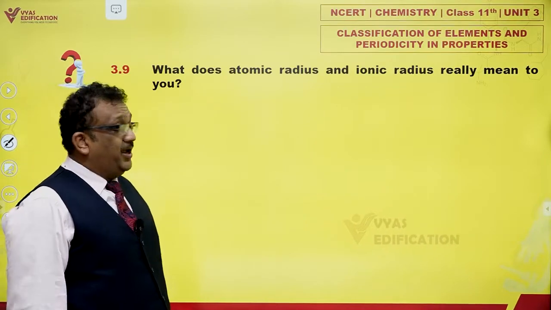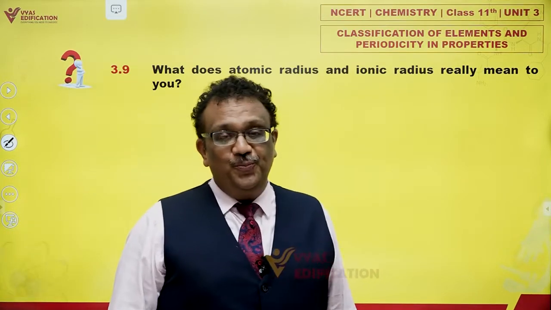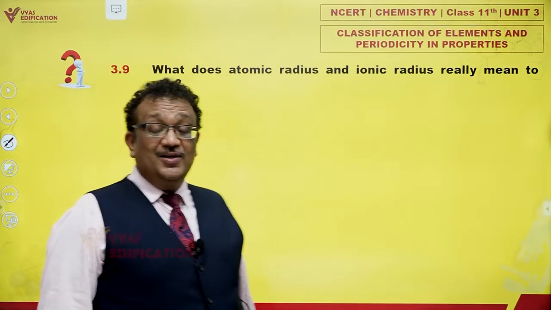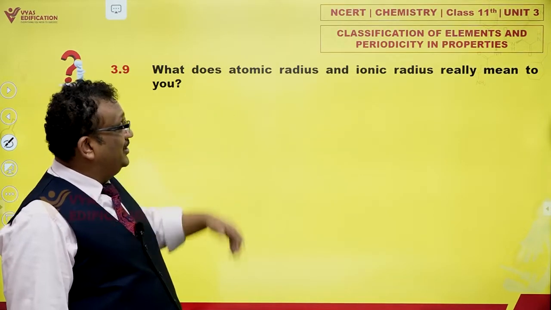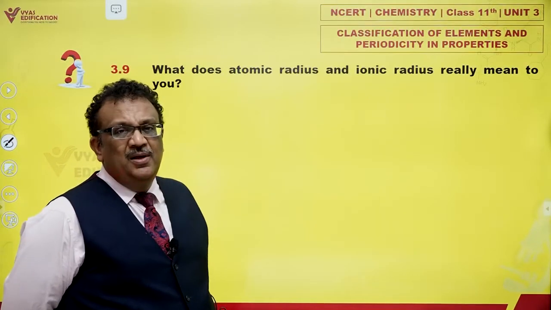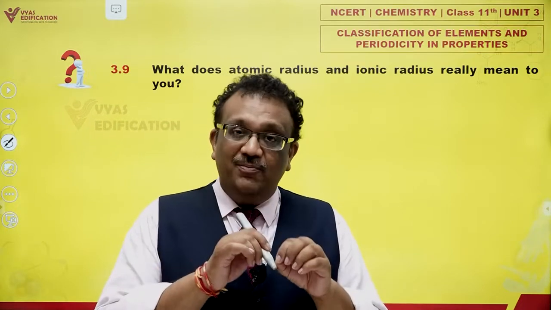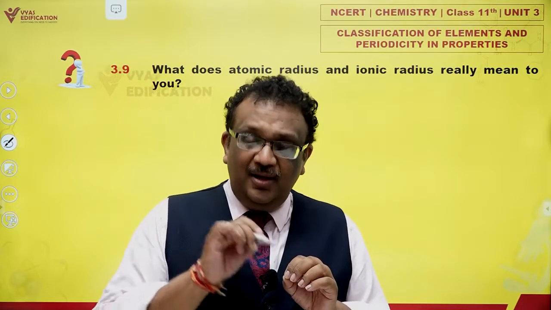What does atomic and ionic radius really mean to you? This sounds a bit interesting. They're asking about the meaning of atomic radius and ionic radius. How do you decide the radius of a circle? You start measuring from the center and you go outwards till the boundary.